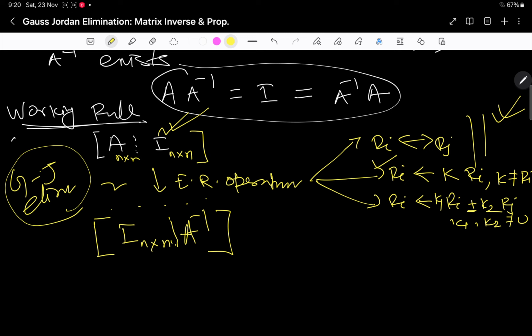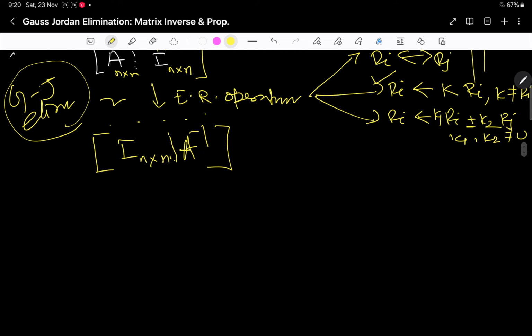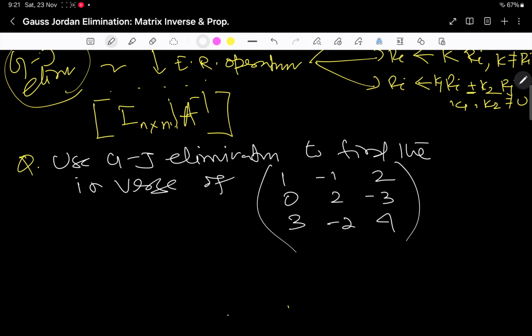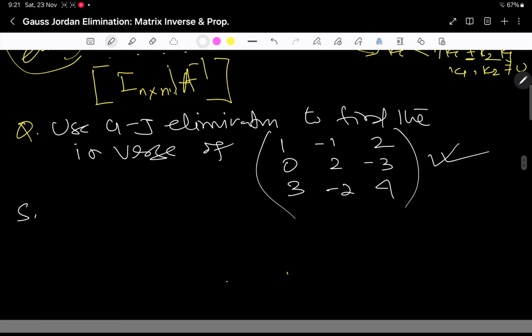So let me solve one example, then your idea will be clear. You are asked to find the inverse of this matrix. So come to the solution. We have to first see what happens to the determinant. Let this be my A. So what happens to my determinant of A?